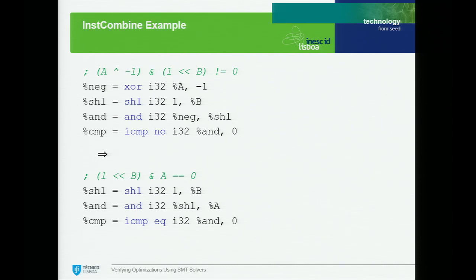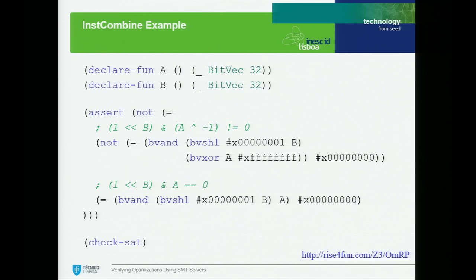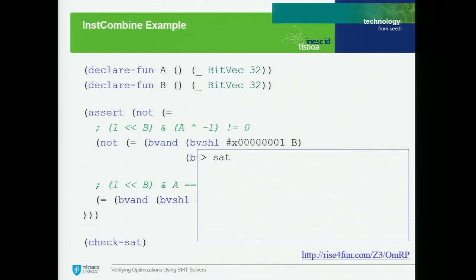Some people thought it was correct, so it got committed. Then it broke Clang self-host, and then it was reverted. But let's actually prove whether it is correct or not. Again, I show here the full code because you're all experts now, so you know how to read this. And let's ask the solver, so check sat. And it says it's satisfiable, so they are not equivalent. So this InstCombine pattern apparently is not correct.